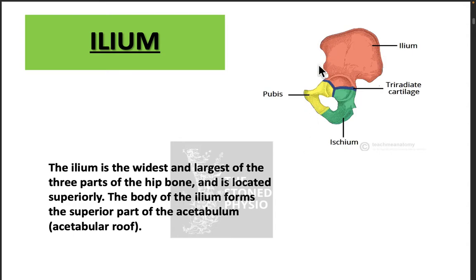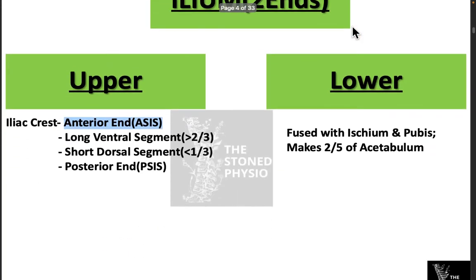So we have talked about this, this is the ASIS. Right now we are supposed to talk about the upper part of the ilium. We have talked about the lower part of the ilium. Now we are supposed to talk about the upper part of the ilium. So we can start it from the ASIS. Then we can see we have got a long ventral segment like this one.